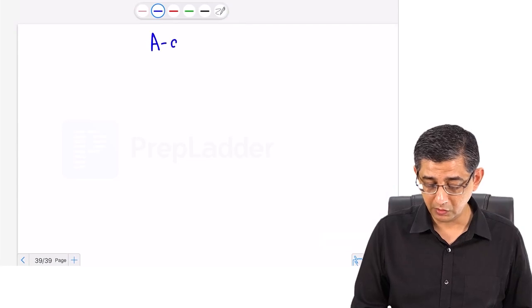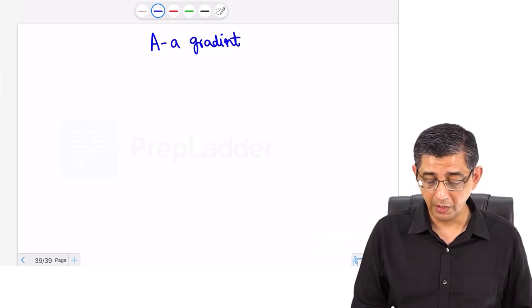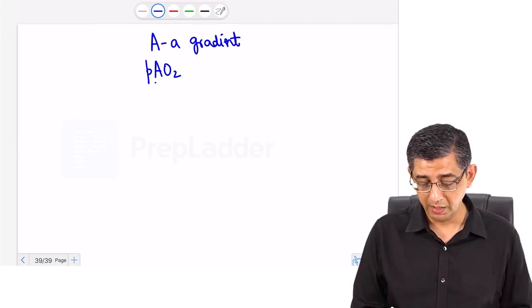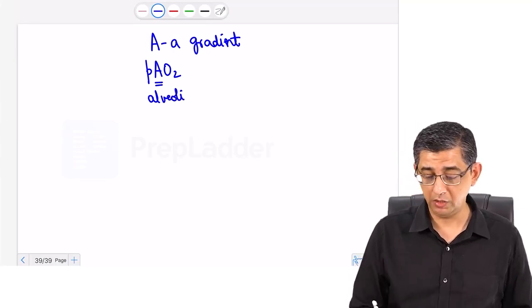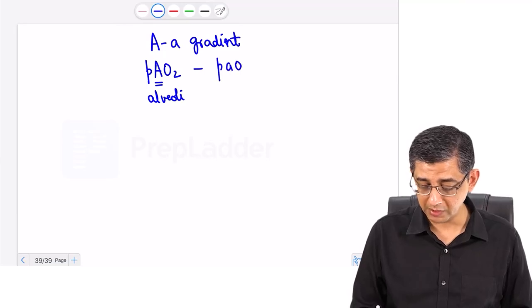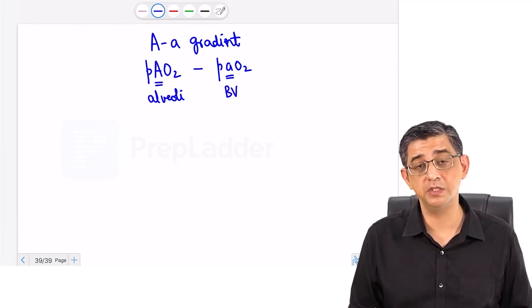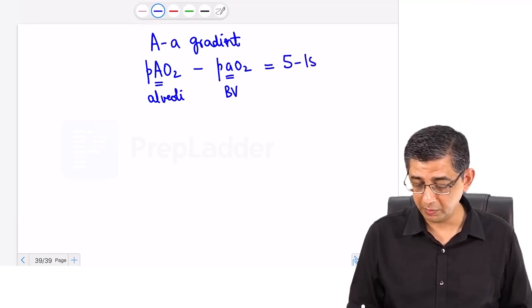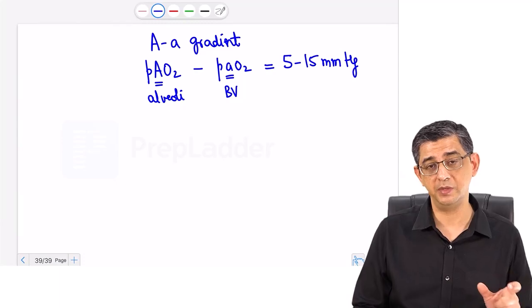Now I will discuss what is called the alveolar arterial gradient. Let me explain what will be the normal value for you and me and then the abnormalities. You see this P capital A O2, capital A in this case signifies the partial pressure of oxygen in the alveoli. In contrast, the small a in this case represents the partial pressure of oxygen in the capillaries or the blood vessels surrounding the alveoli. The normal alveolar arterial gradient for you and me will be approximately in the range of 5 to 15 millimeters of mercury. I mean, nothing is constant, it's always a range per se.